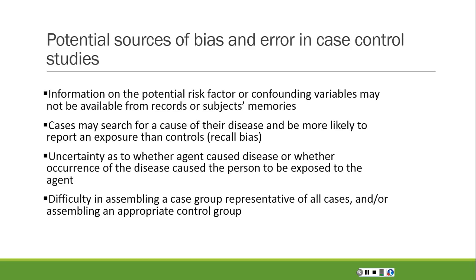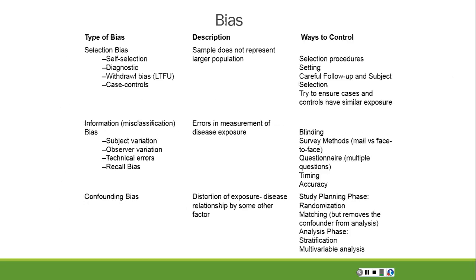And there can be difficulty in assembling a case group that's representative of all cases and or assembling the appropriate control group. There are lots of types of bias in these different studies, and there's ways to try to handle this. So selection bias can be due to self-selection, diagnostic workup, where there's biases in whether or not a patient actually gets a procedure to diagnose a condition.